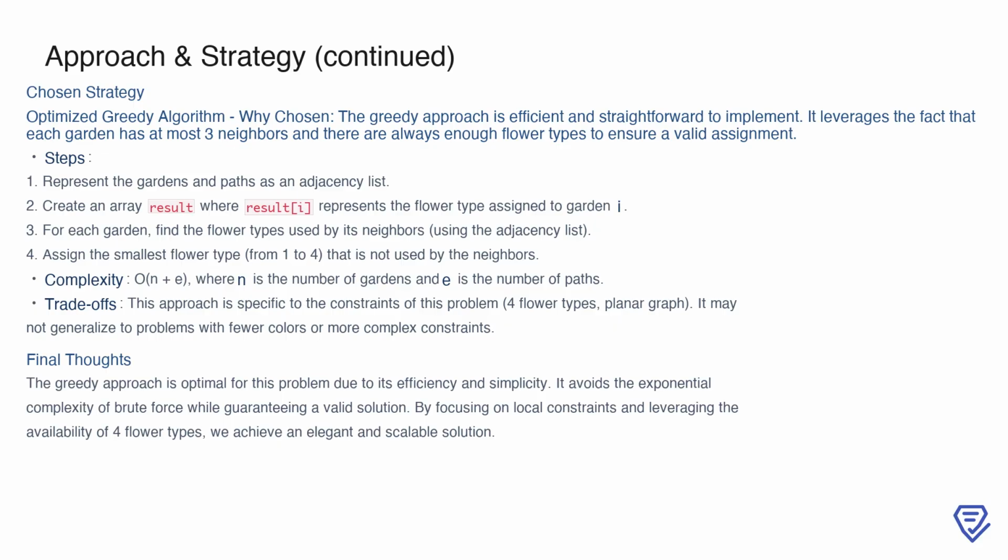Here's how it works. First, we represent the gardens and paths as an adjacency list. Then, we create an array to store the flower type assigned to each garden. For each garden, we look at the flower types used by its neighbors using the adjacency list, and we assign the smallest flower type from 1 to 4 that isn't already in use. The time complexity of this algorithm remains O(n + e), making it highly efficient.